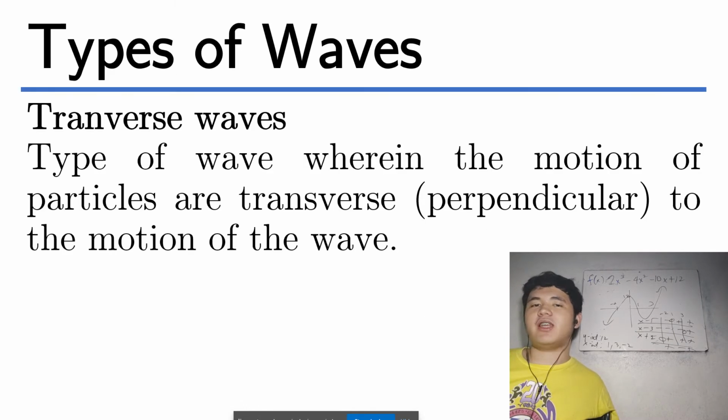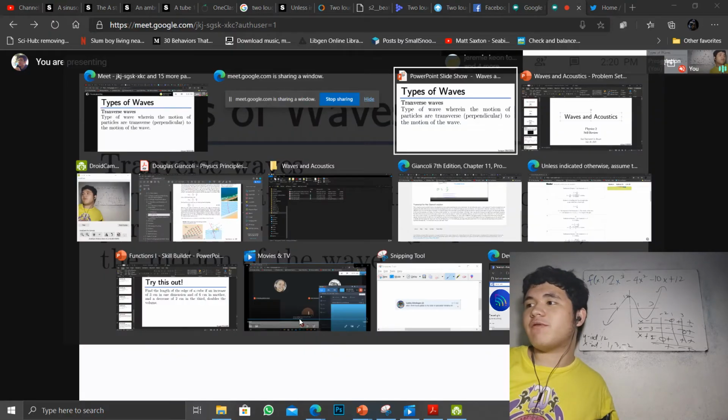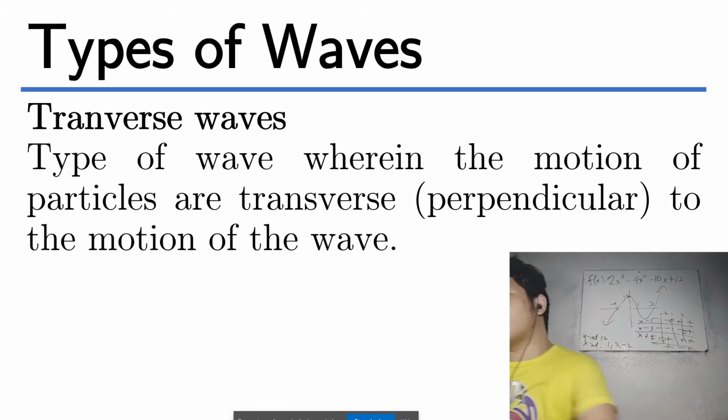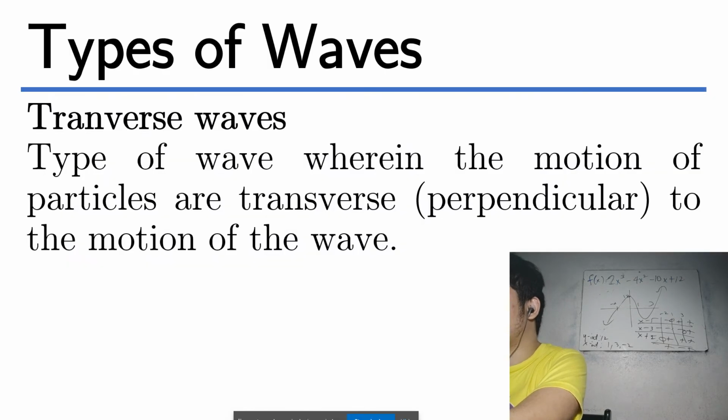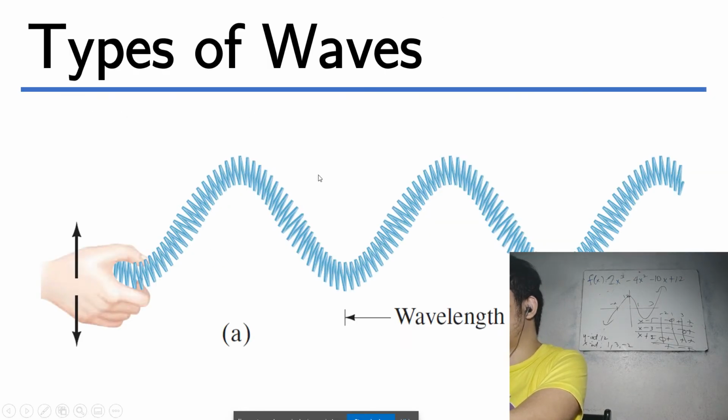Next, types of waves. So, we have a few types of waves. Merong transverse waves or perpendicular yung motion ng particle sa motion ng wave. For instance, ayan, no? Yung particles natin up and down, pero yung wave natin towards the left, ay towards the right. And that is what we call a wavelength.